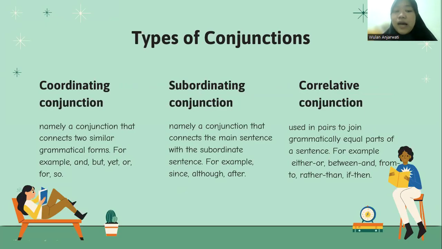And there are three types of conjunction: coordinating conjunction, namely a conjunction that connects two similar grammatical forms, like for example, and, but, yet, or, for, so; subordinating conjunction, namely a conjunction that connects the main sentence with the subordinate sentence, like for example, since, although, after; and correlative conjunction, used in pairs to join grammatically equal parts of a sentence, like for example, either or, between and, from to, rather than, if then.